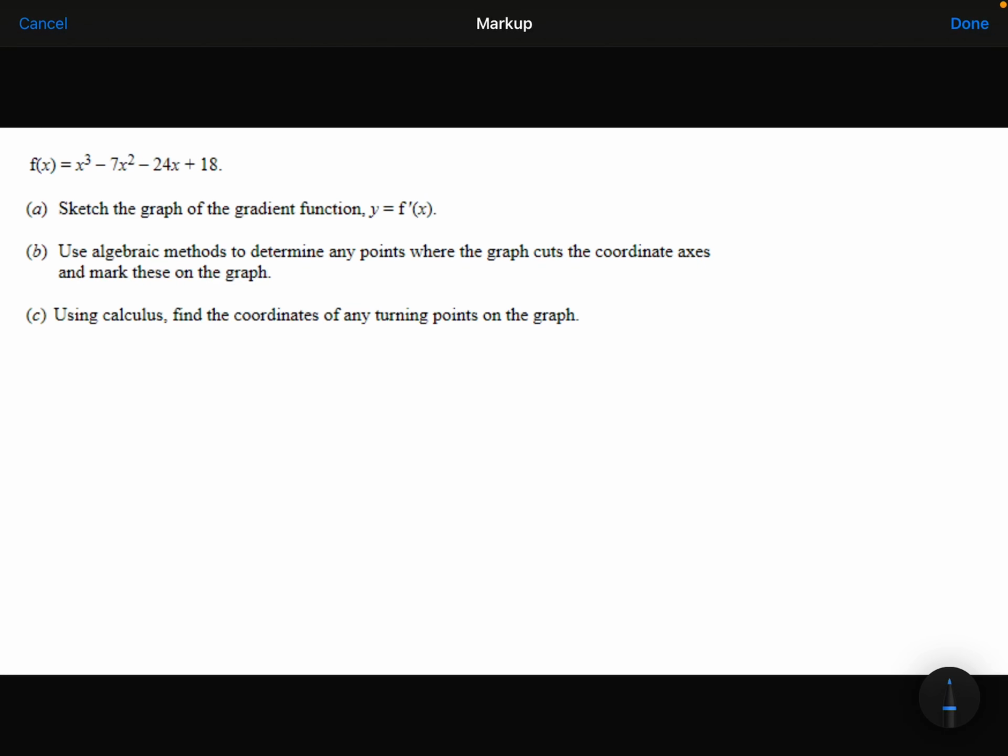f of x is equal to x cubed minus 7x squared minus 24x plus 18. Part A, sketch the graph of the gradient function y equals f dash of x. Gradient function f dash, so we need to differentiate this.